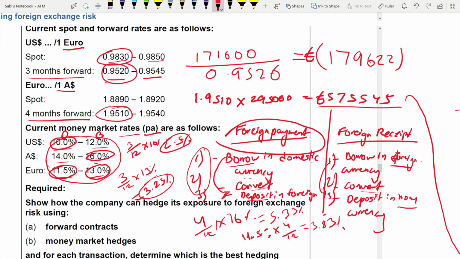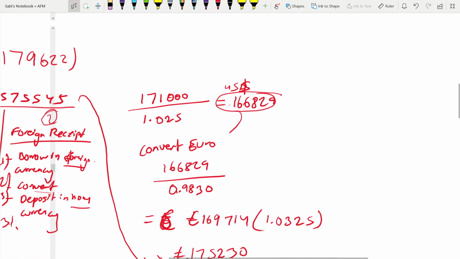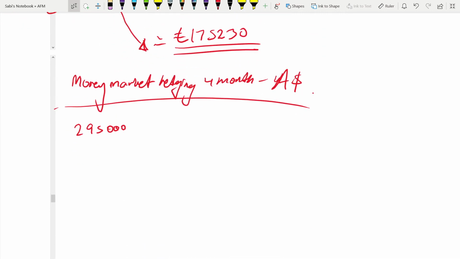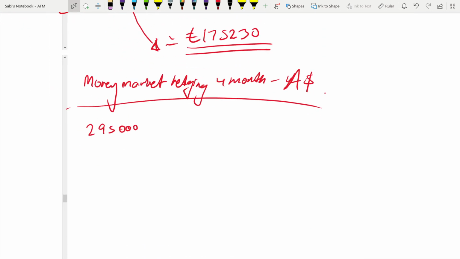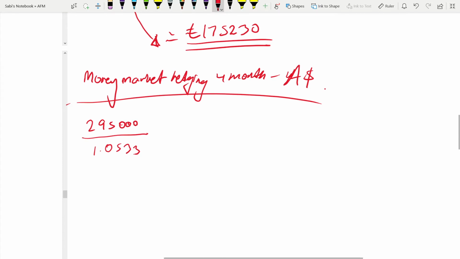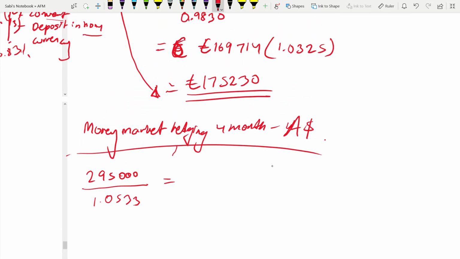So you have to follow the second column. It's a foreign receipt. You borrow in foreign currency. Already foreign currency is given to you, so you can directly start with the steps. You start borrowing in foreign currency. Now you know the rates also. So you divide this by 1.0533 because 5.33% is the borrowing rate. The amount you will be getting will be in Australian dollar only, which will be 280,072.